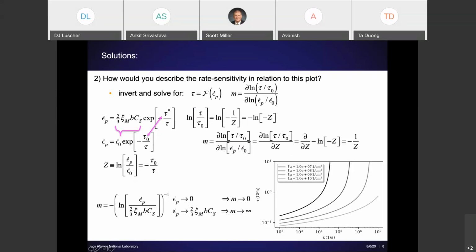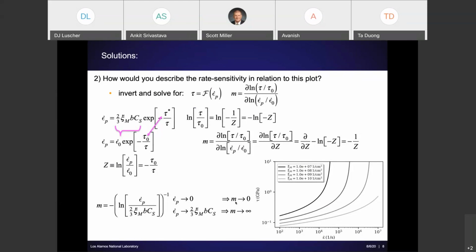So let's look at some limits. If we take the plastic strain rate to 0, then our rate sensitivity goes to 0, which means that at a strain rate of 0, we are basically rate independent. We don't have rate sensitivity.